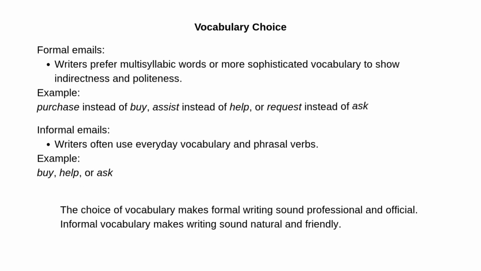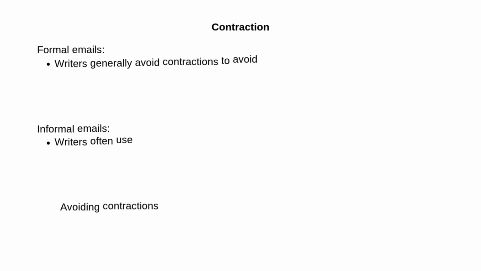Vocabulary is another important difference. In formal emails, we prefer multisyllabic words or more sophisticated vocabulary. For example, purchase instead of buy, assist instead of help, or request instead of ask. In informal emails, we often use everyday vocabulary and phrasal verbs, such as buy, help, or ask. The choice of vocabulary makes formal writing sound professional and official, while informal vocabulary makes writing sound natural and friendly.